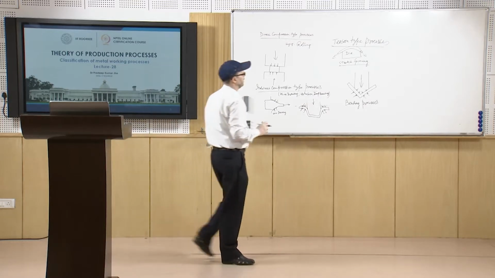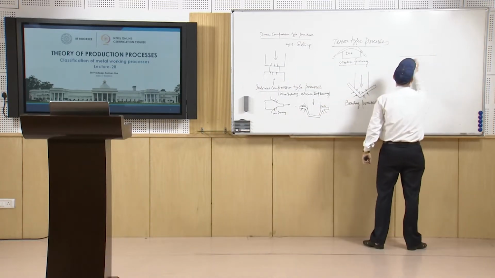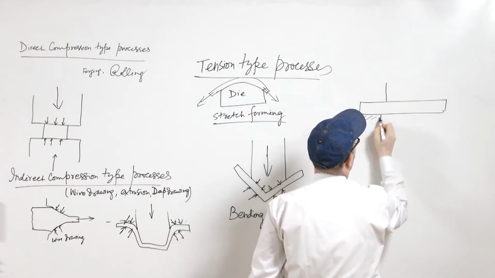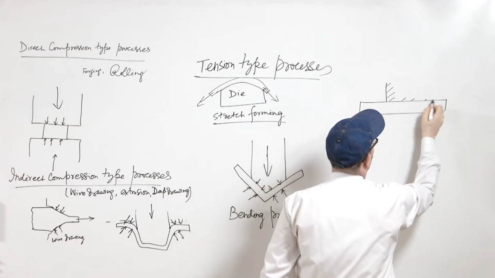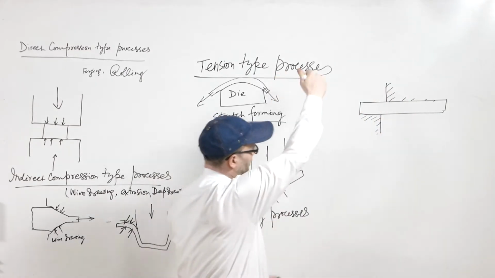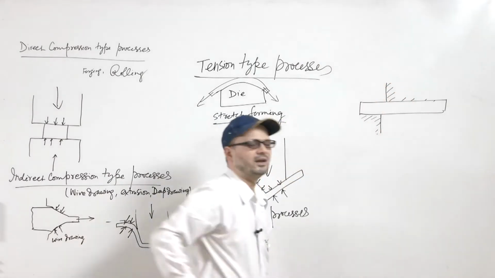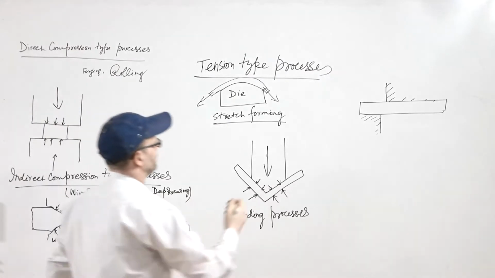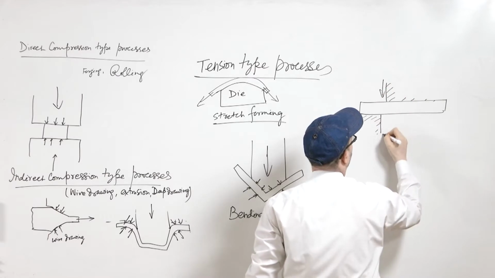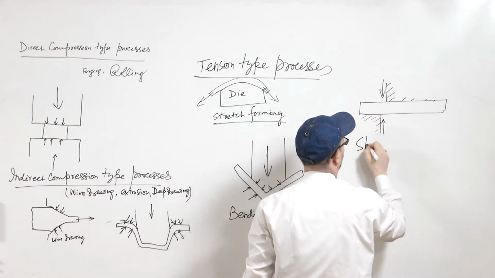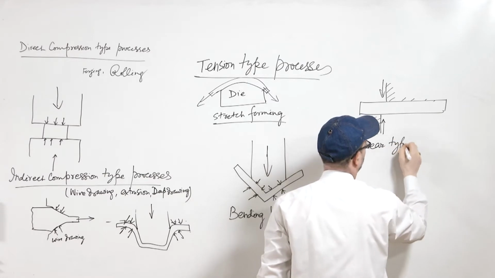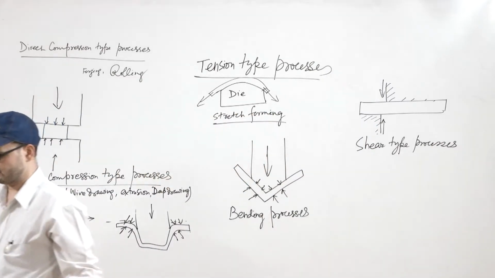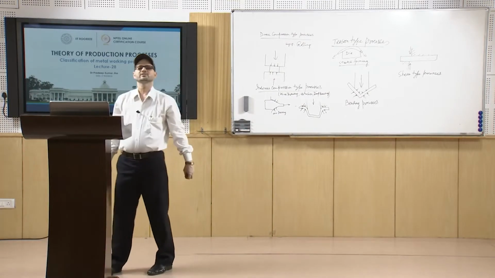Suppose you have the plate, so one plane is here and another plane is here, and it will rupture this. It will apply the pressure in this direction, it will apply the pressure in the opposite direction, and then it will do the shearing. So that way shear type of processes work. So this is shearing. So shear type processes. Shearing action takes place in those cases.